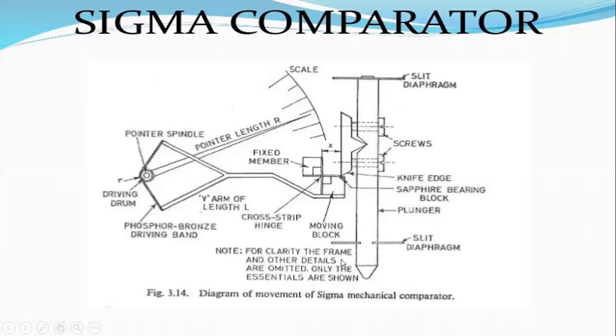So when there is a little adjustment or a little deflection in the plunger, it causes the plunger to move in the upward direction, which connects to the knife edge, and the knife edge moves the cross strip hinge to the Y-arm. The movement in the Y-arm of the driving drum makes the pointer move or oscillate. So that is the working done in the sigma comparator.